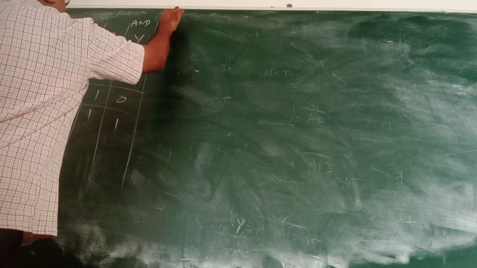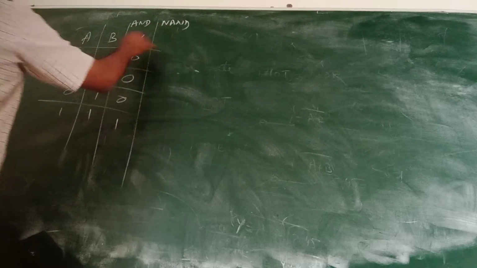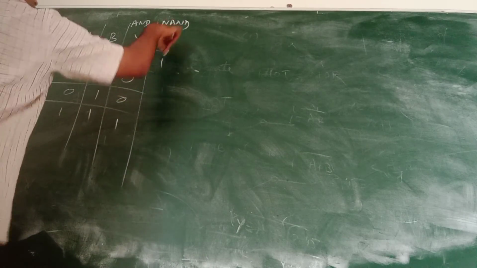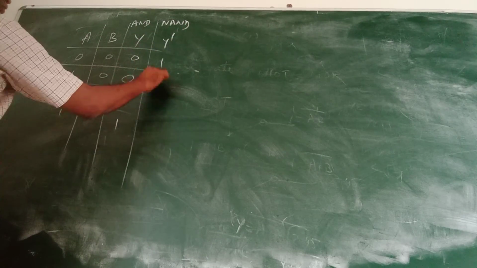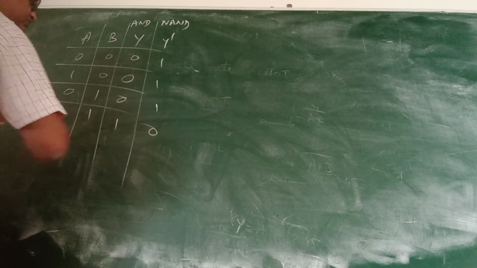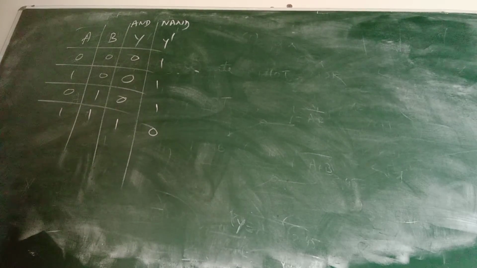Okay. Now the NAND gate simply reverses this. 1, you get y dash. 0, 1, 0, 1, 0, 1, 1, 0. Okay, this is the function of a NAND gate.